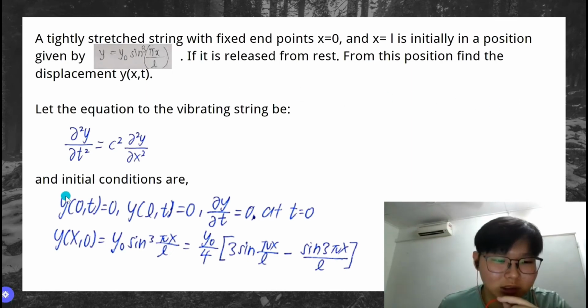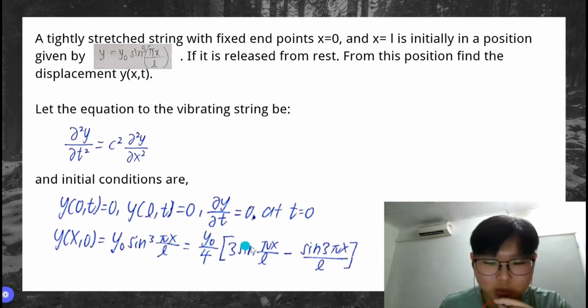Now we list out the initial conditions first. So these are our initial conditions. They are given by the question, and we write down all the information. And from here we know that sin cubed theta equals (3 sin theta minus sin 3 theta) divided by 4. So we will get this.